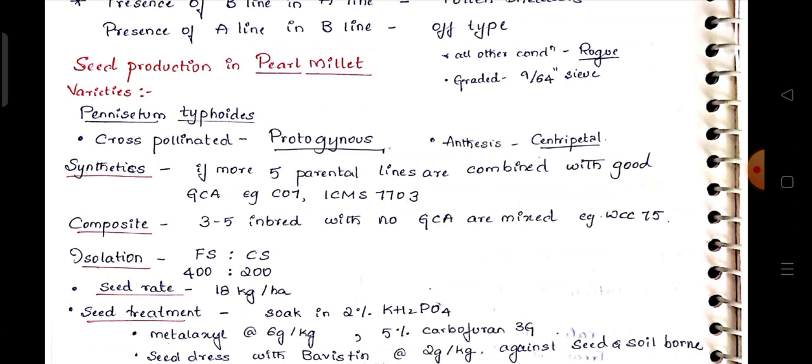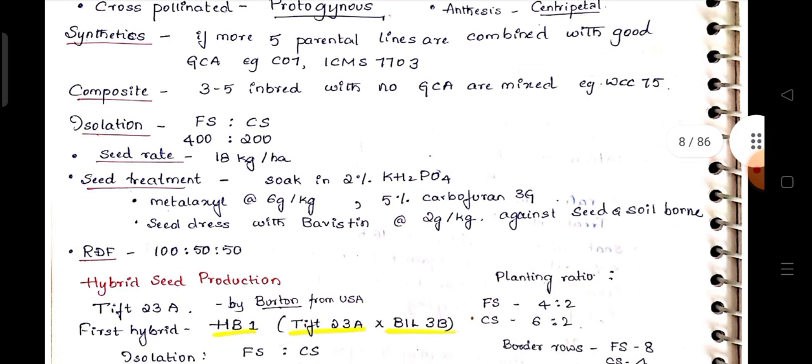Synthetics, if more than 5 parental lines are combined with good GCA. Example, CO1, ICMS 7703. Composites, 3 to 5 inbreds with no GCA are mixed. Example, WCC 75. Isolation for foundation and certified seed is 400 and 200. Seed rate 18 kg per hectare.